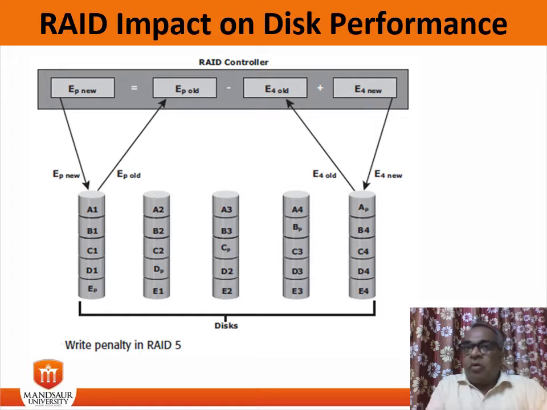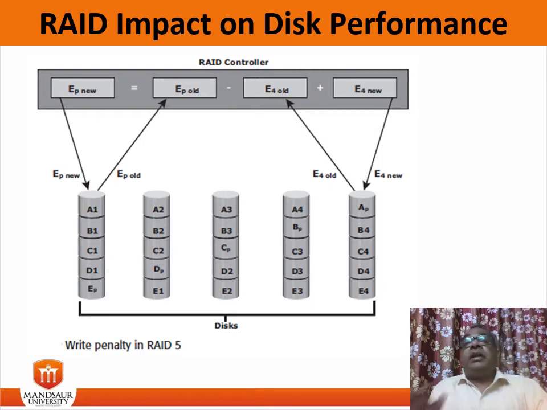In both mirrored and parity RAID configurations, every write operation translates into more IO overhead for the disk, which is referred to as a write penalty. See how the write penalty is to be calculated in the diagram.